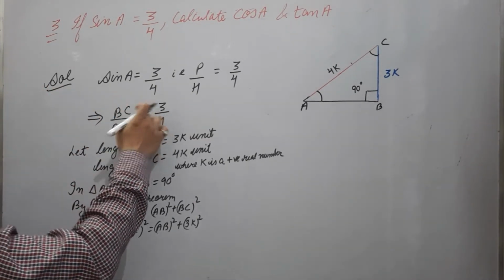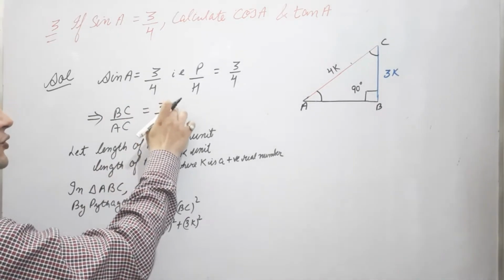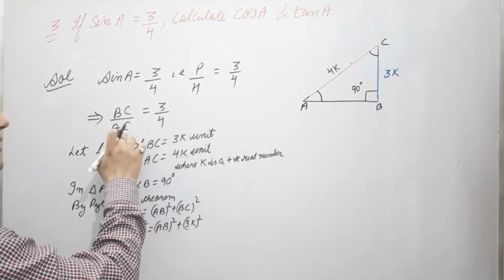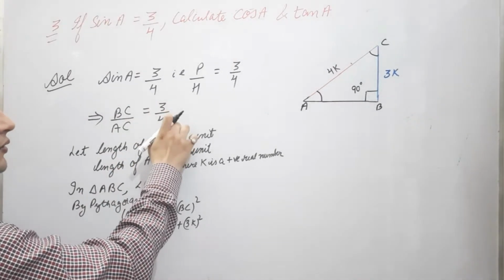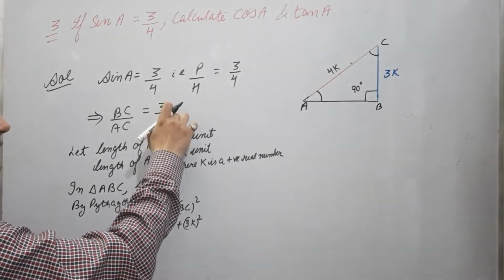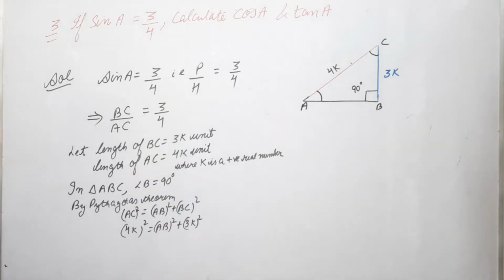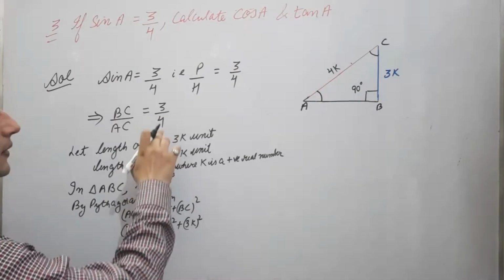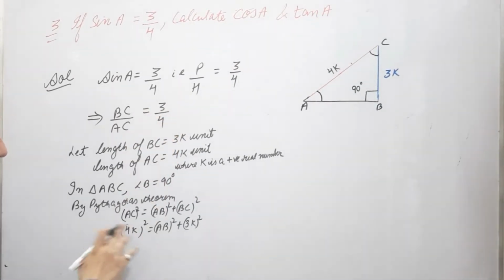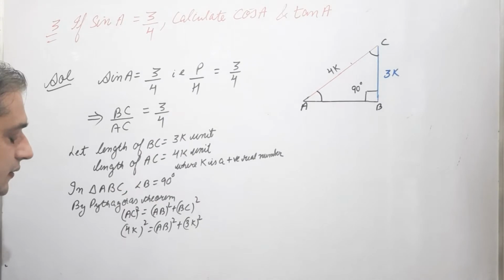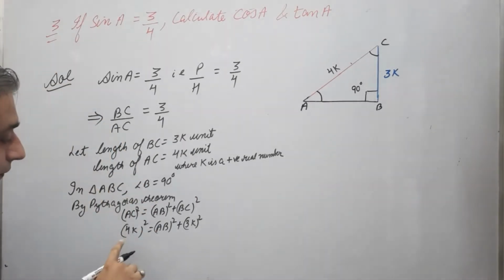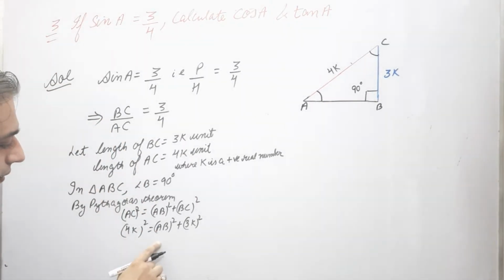Suppose the length of BC were 12 and the length of AC were 16, then it can be expressed in the lowest form, that is 3/4, right? By dividing with 4. So this is just for your understanding.